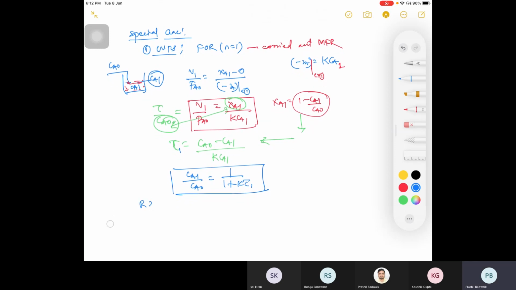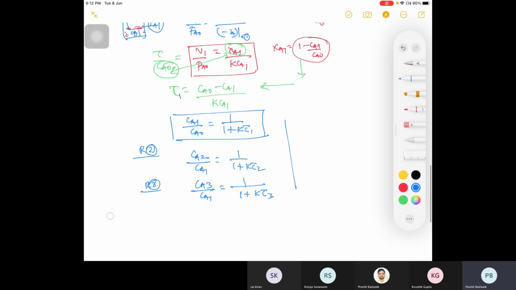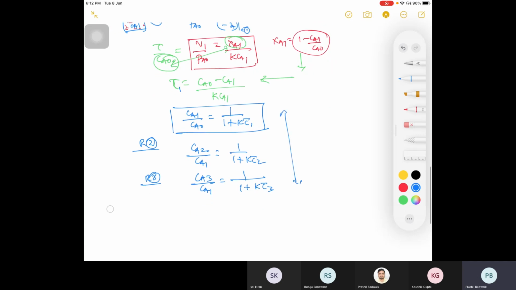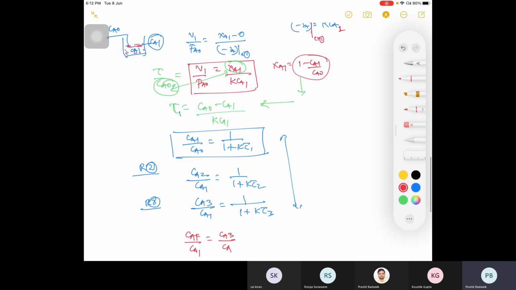Then for reactor 2 we will have Ca2 divided by Ca1 is equal to 1 upon 1 plus K tau 2, and in the third reactor I will have Ca3 divided by Ca2 is equal to 1 upon 1 plus K tau 3. Now these reactors are connected in series, so in order to get the final conversion, that is CAF divided by Ca naught, which is Ca3 divided by Ca naught, here you write Ca naught.